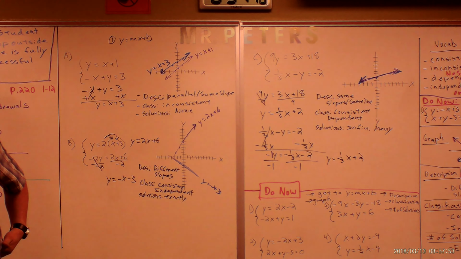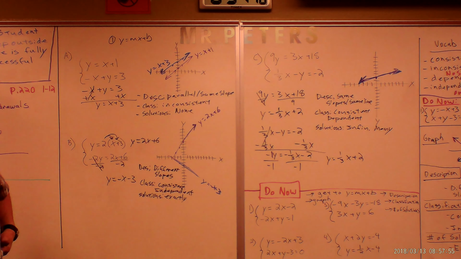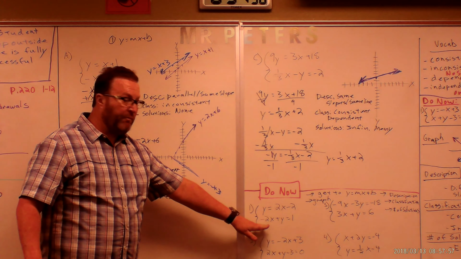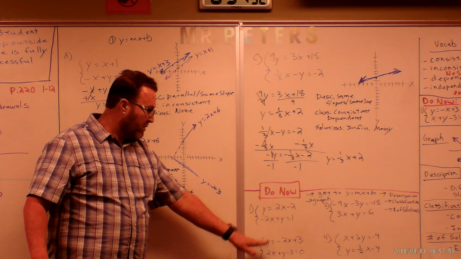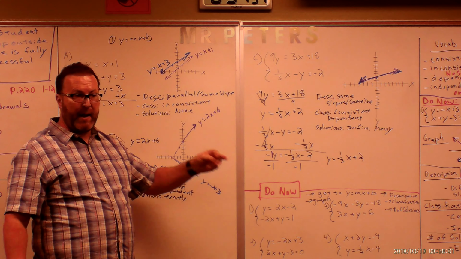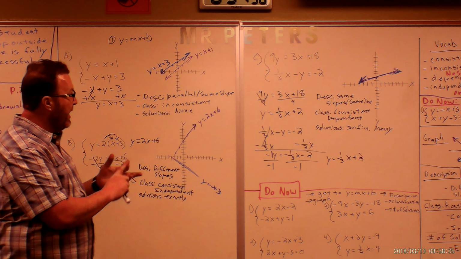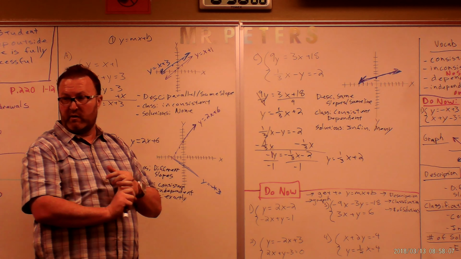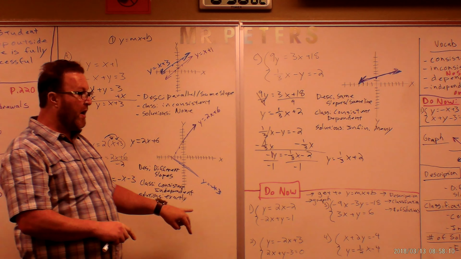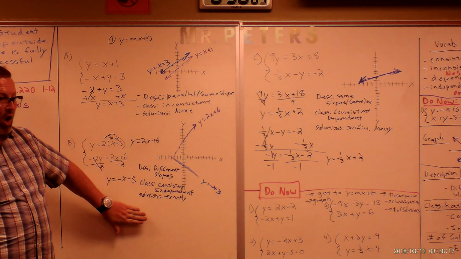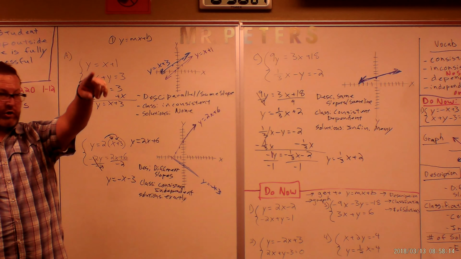Okay, any questions on that? Pretty easy, right? Okay, same thing, get this in slope-intercept form. All of them, graph them out, see what happens, give me the 3 things: description, classification, and solutions, okay? You want to turn in those 4 questions, and then have all these steps written out when you turn it in, okay?